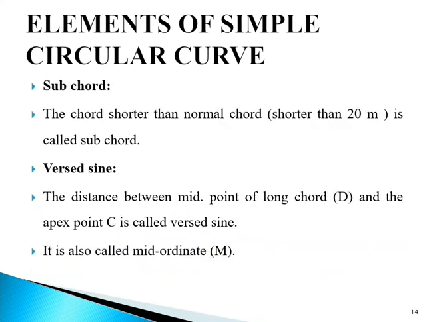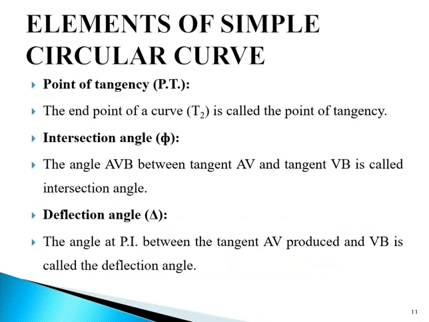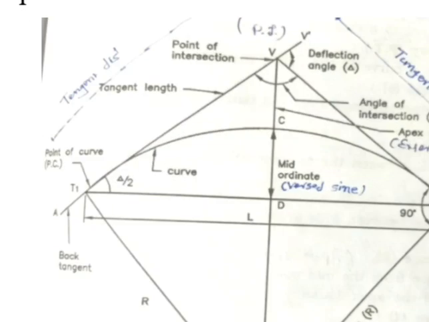Next is subchord. A chord shorter than the normal chord, or shorter than 20 meters, is called a subchord. Next is versed sine. The distance between the midpoint of the long chord, capital D, and the apex point, capital C, is called the versed sine. It is also called mid-ordinate, denoted by capital M. It will be here, the mid-ordinate or versed sine.